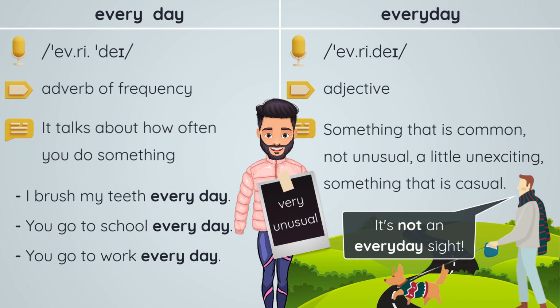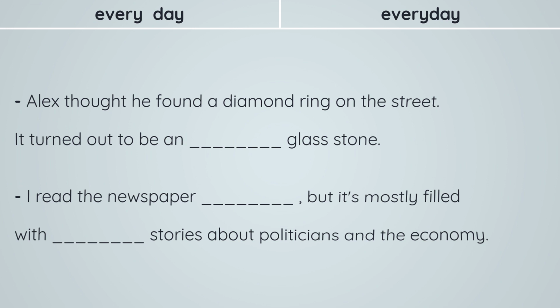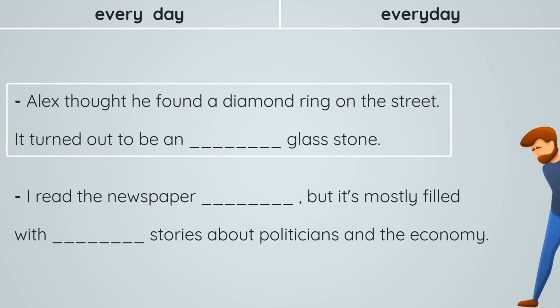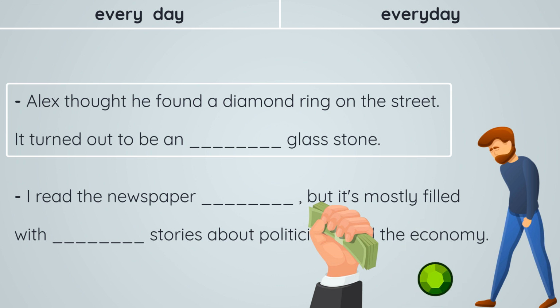Let's look at a few examples. We'll understand this a little bit better. Okay, so let's look at a couple of examples. Alex thought he found a diamond ring on a street. He's walking on a street, he sees something shiny, picks it up. Wow, a diamond ring, lots of money, right? It turned out to be, means he found out later that it was an everyday glass stone. It wasn't a diamond, just plain glass.